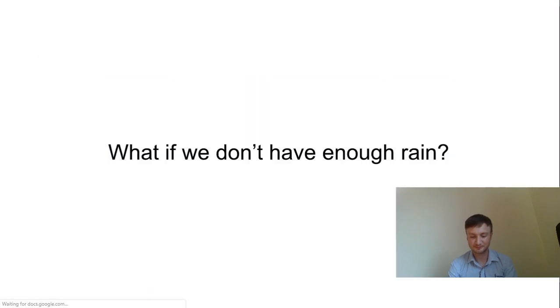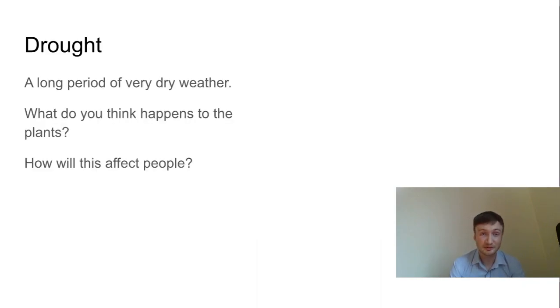Right, what have we got? What if we don't have enough rain? Oh, it's the opposite problem. With a flood, we had too much rain. What if we don't have enough rain? Okay, we've got a different word for that. We call that a drought. Drought. So drought is a long period of very dry weather.